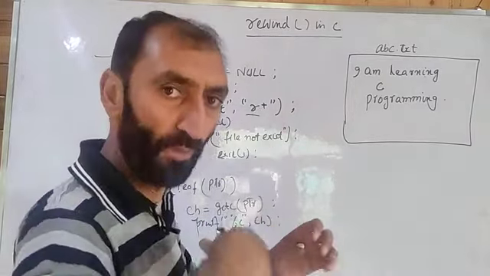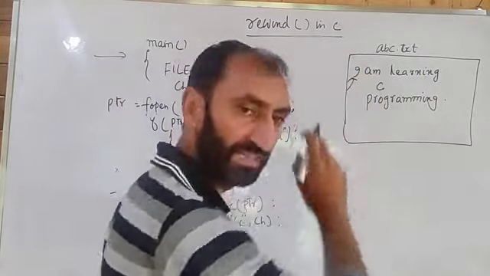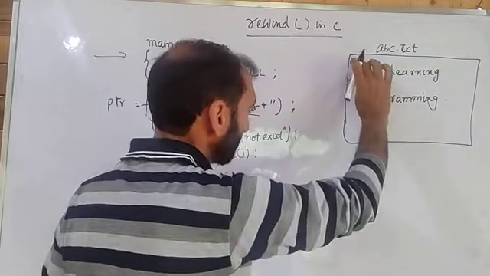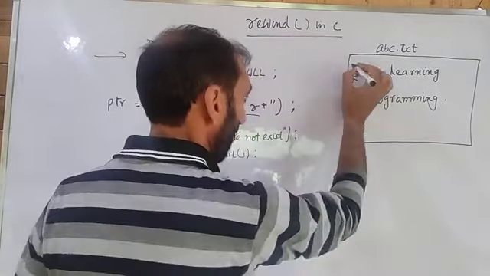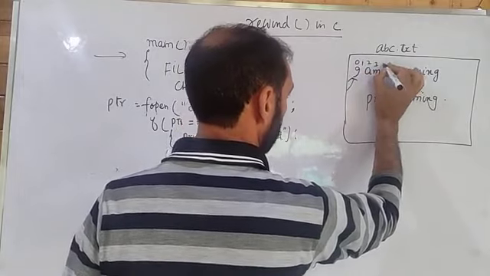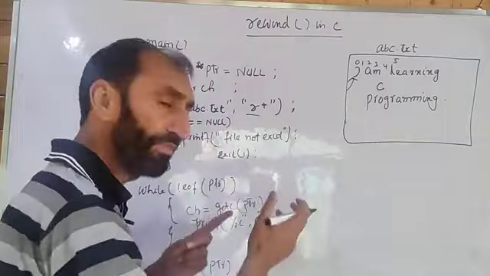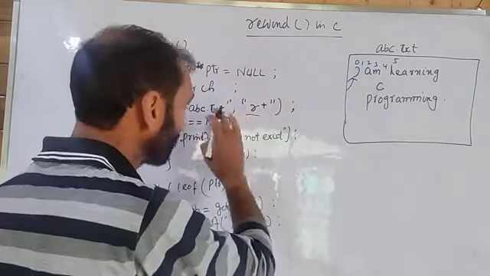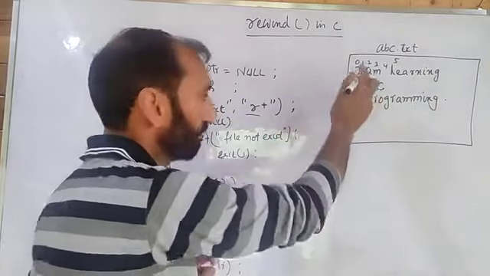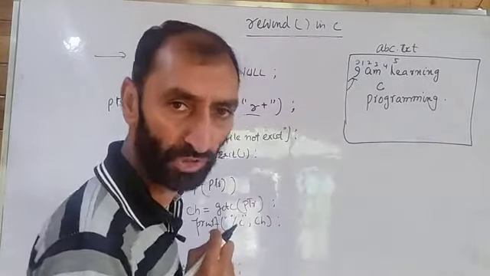Whenever we open the file in r+ mode, initially the file pointer is at the beginning. That means the file pointer is at this location, I. If I go from 0 to 1, 2, 3, 4, 5, these are the indexes. So when we open the file in r+ mode, initially the file pointer is at the beginning, that means at the 0th index.